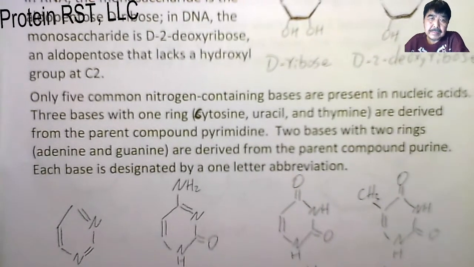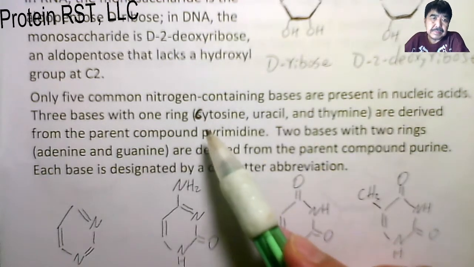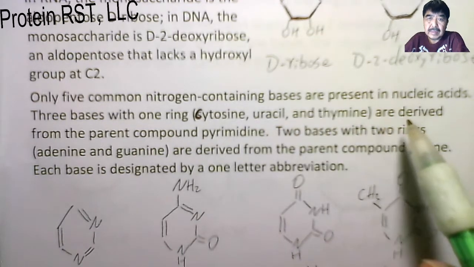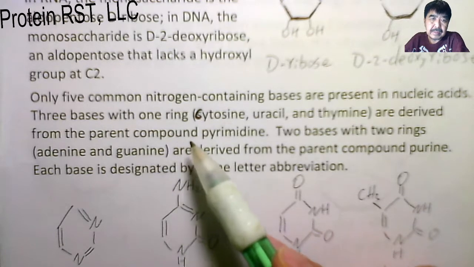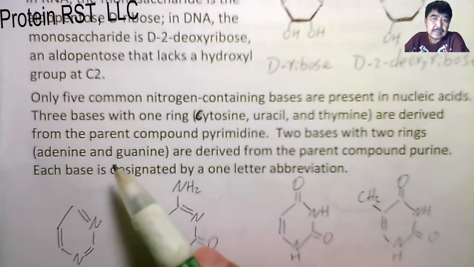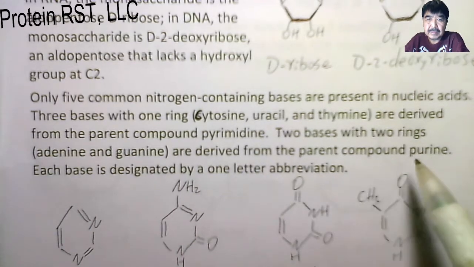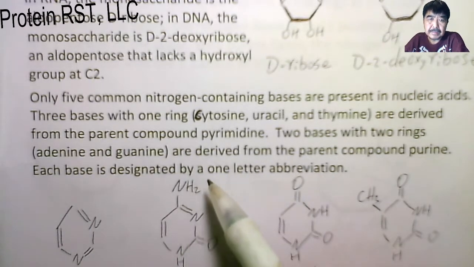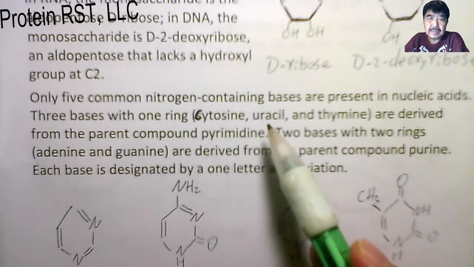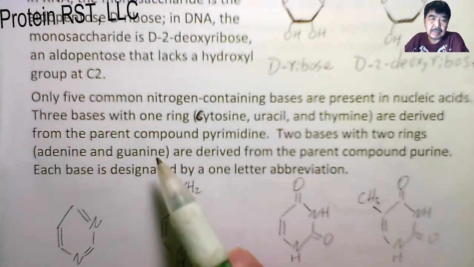Only 5 common nitrogen-containing bases are present in nucleic acids. 3 bases with 1 ring, cytosine, uracil, and thymine, are derived from the parent compound called pyrimidine. 2 bases with 2 rings, adenine and guanine, are derived from the parent compound called purine. Each base is designated by a 1-letter abbreviation. Cytosine is C, uracil is U, thymine is T, adenine is A, and guanine is G.